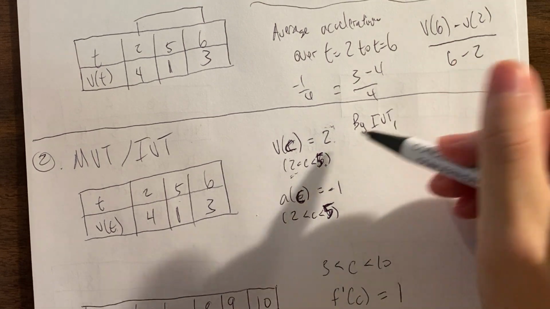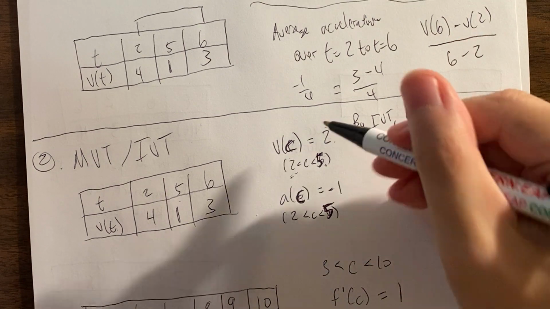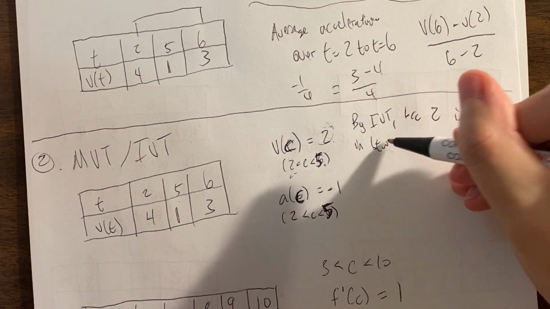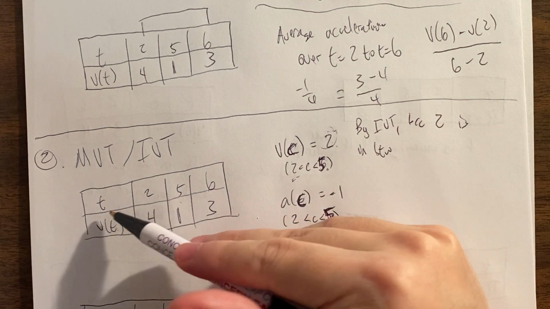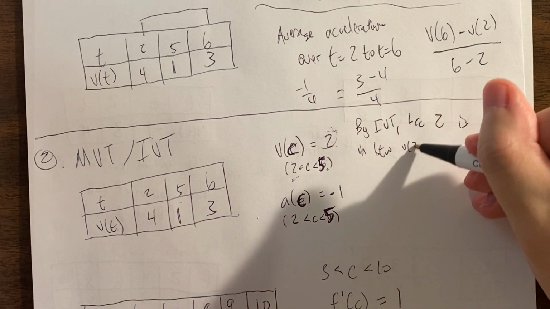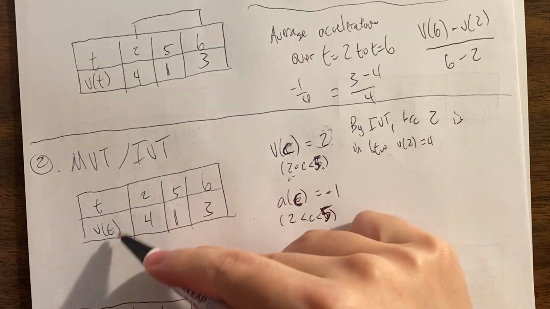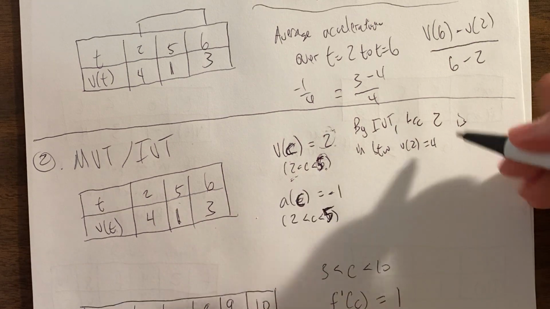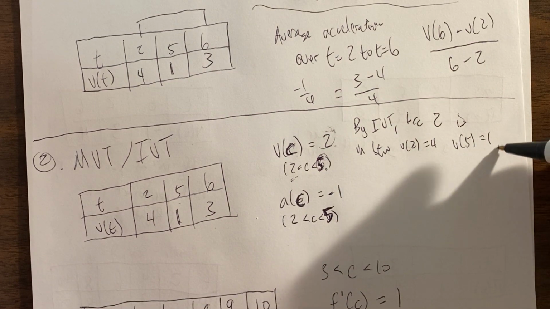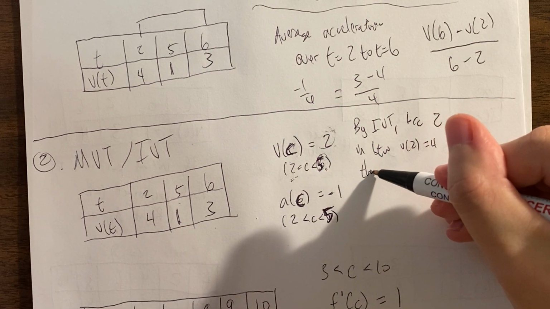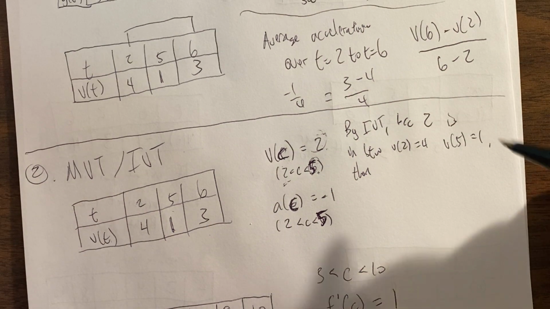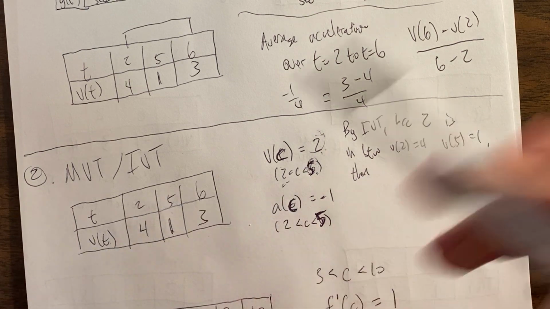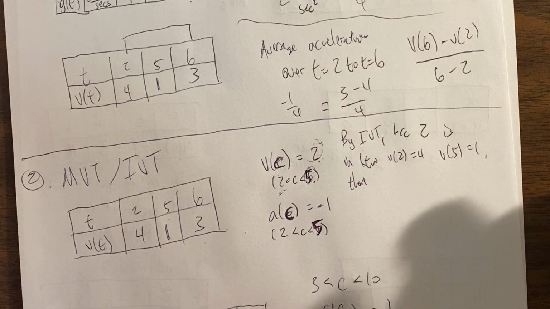So what we're going to say is by IVT, because this y value is in between, BTW stands for in between, v of 2, which is 4, and v of 5, which is 1. Then we actually did all the work for IVT already. All we do in IVT is show that the y value we want is in between the y values of the endpoints.